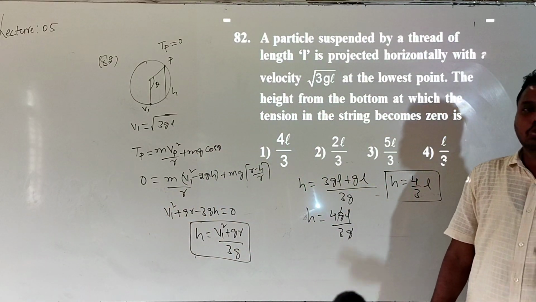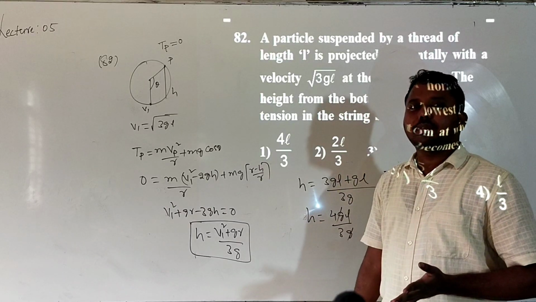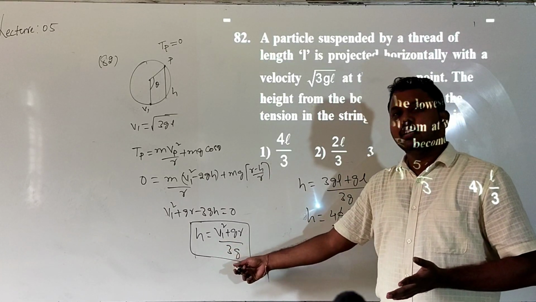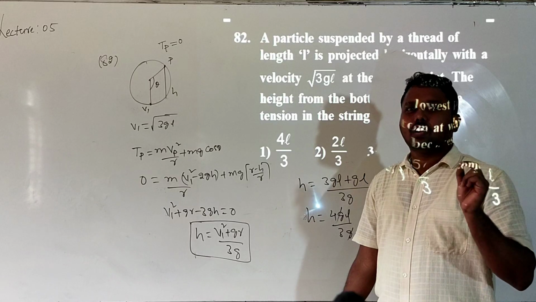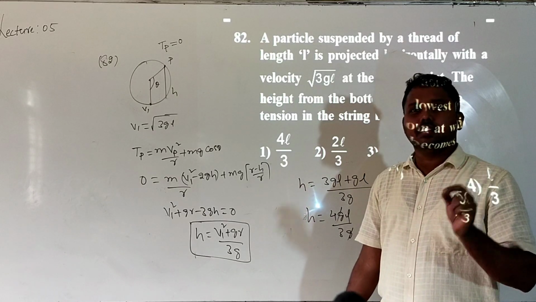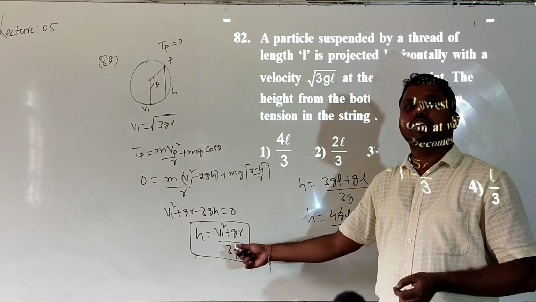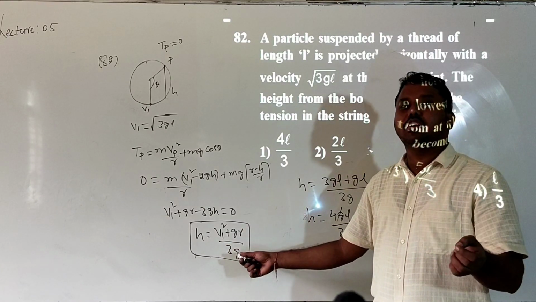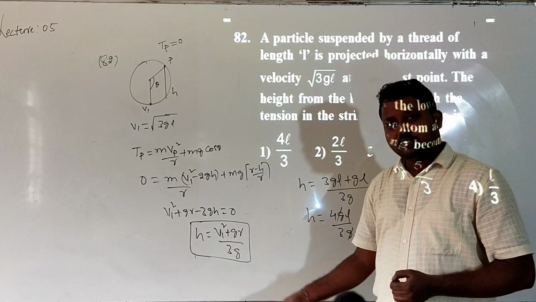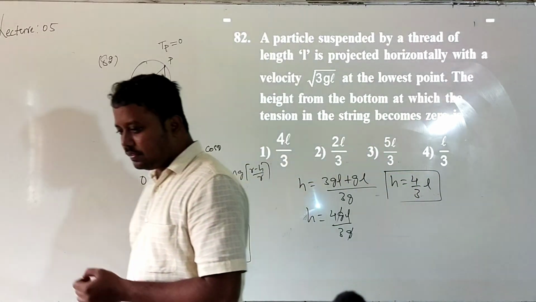Understood now? Two methods are there. When you know the concept, you can directly write the formula. From an objective point of view, saving time is very important. To save time, you need to recall the concept quickly. So this is question number 82.